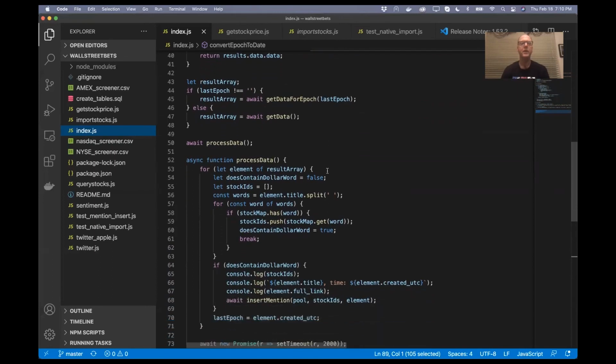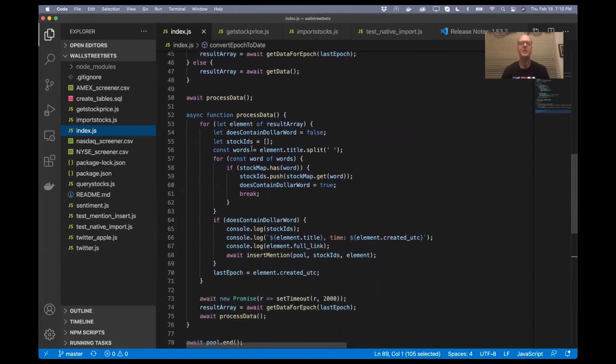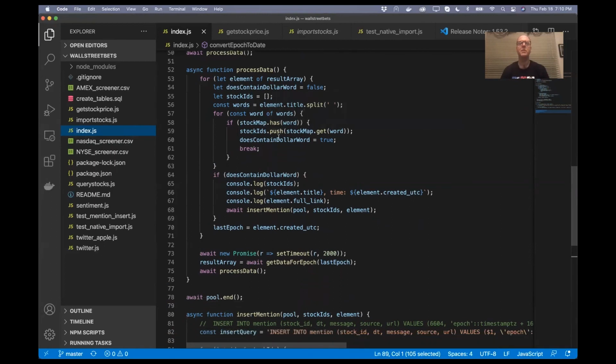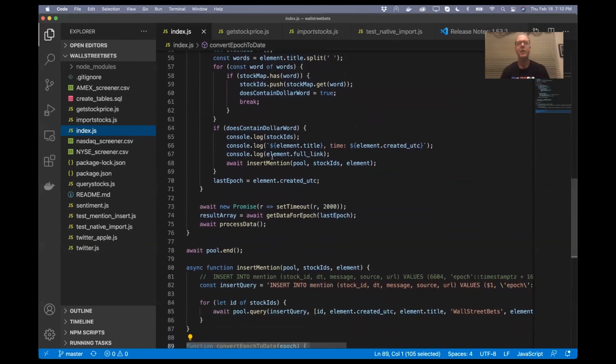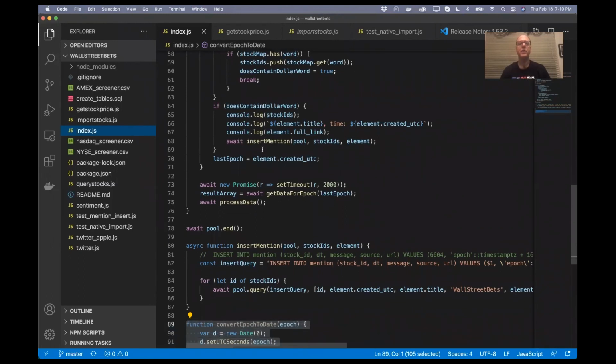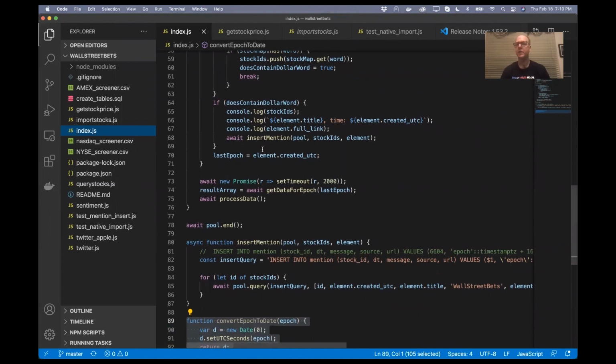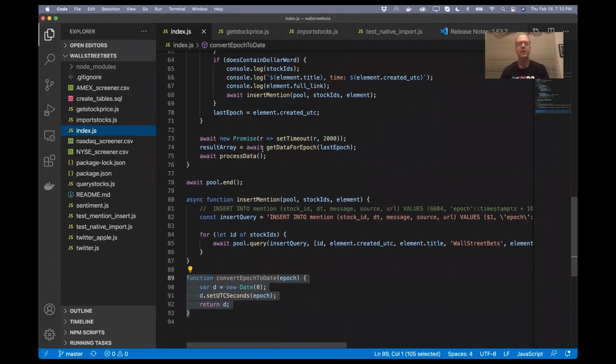Once it gets the data, it'll process the data. It essentially loops through and looks at the title. Then we see if there's a matching stock, and if there is, we grab the stock ID and put it into an array. If I find a match, if this becomes true, then I'm going to insert a mention into my mention table. All I'm doing here is using a simple SQL insert to take this and insert it into my table.